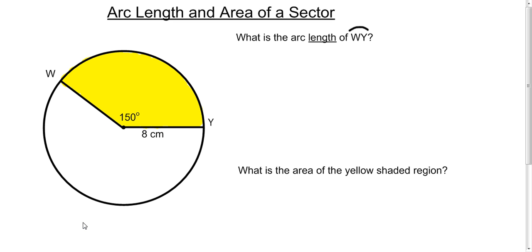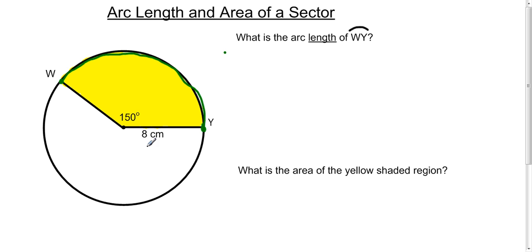In this video, we're going to talk about arc length and area of a sector. So arc length is really like circumference. Think circumference. And circumference, in case you forgot, is the distance around a circle. So that would be essentially like the perimeter of a circle. So arc length is saying how long is it if we start walking at W and end at Y.